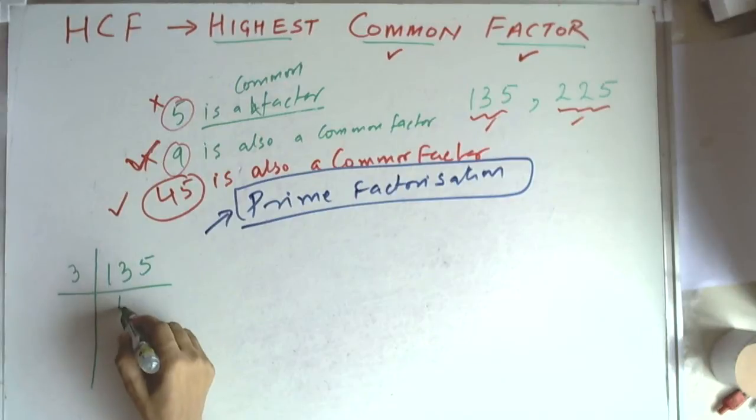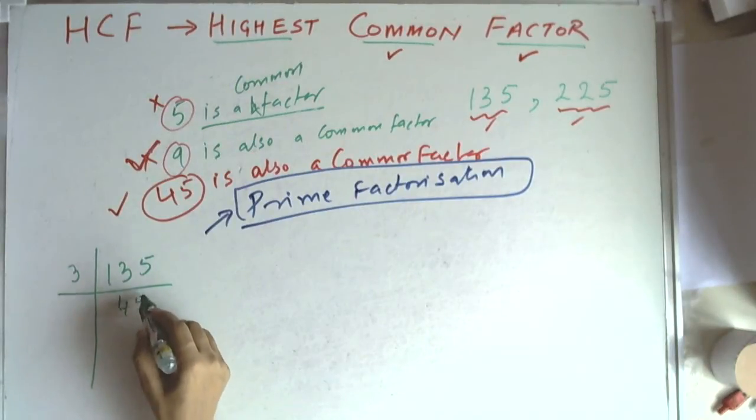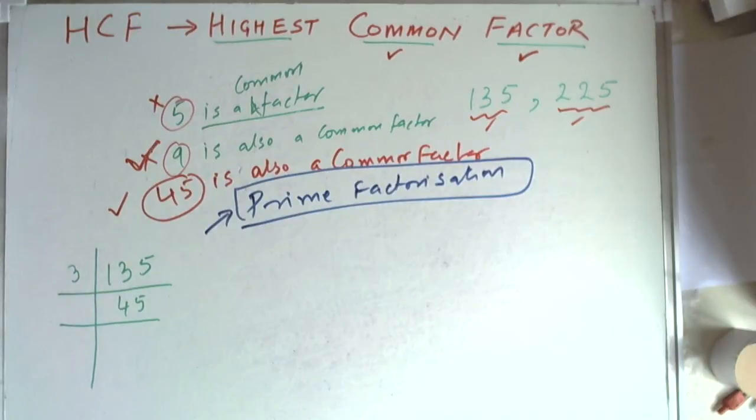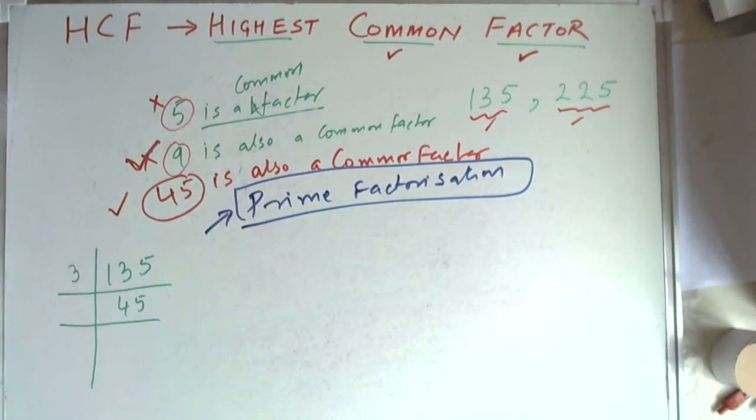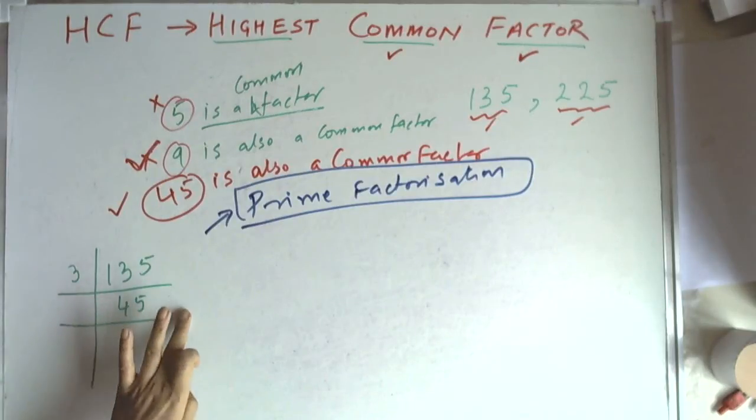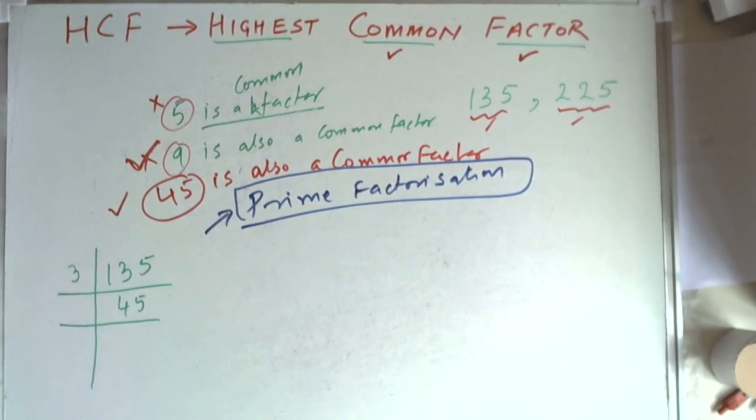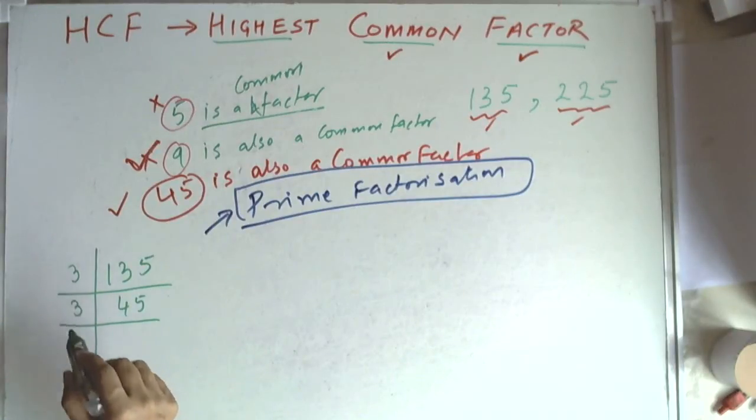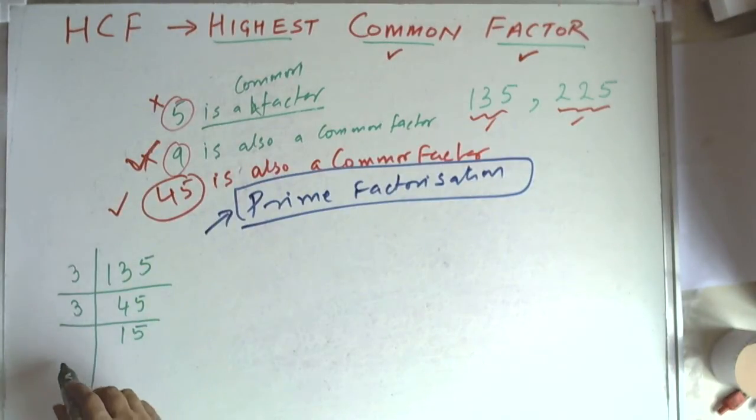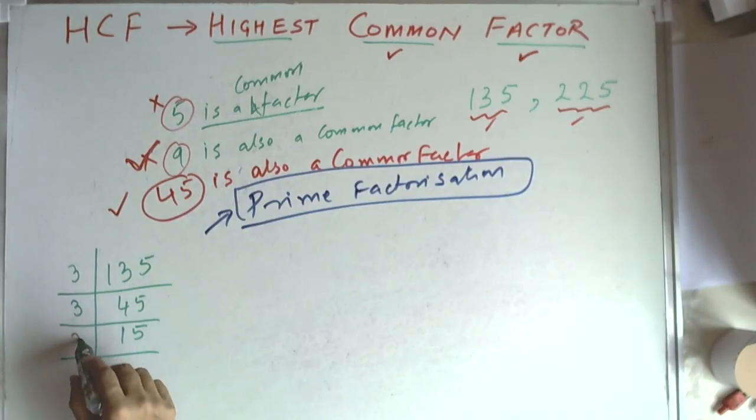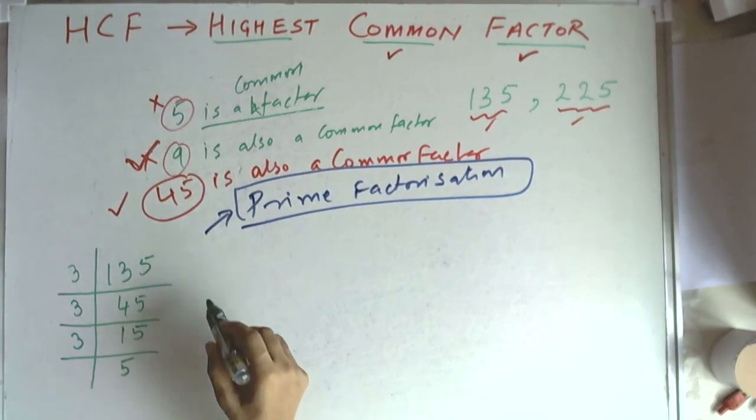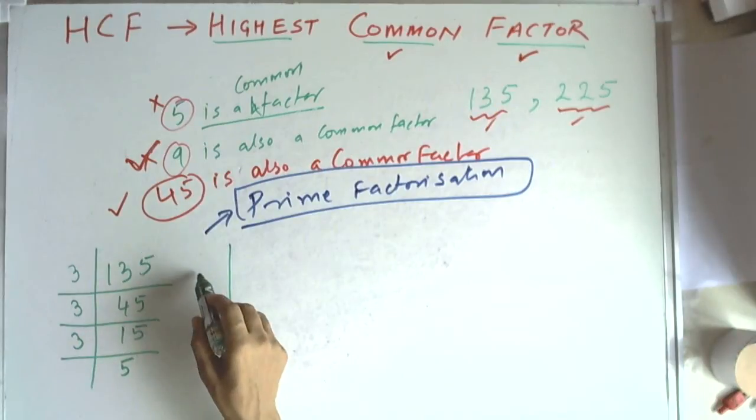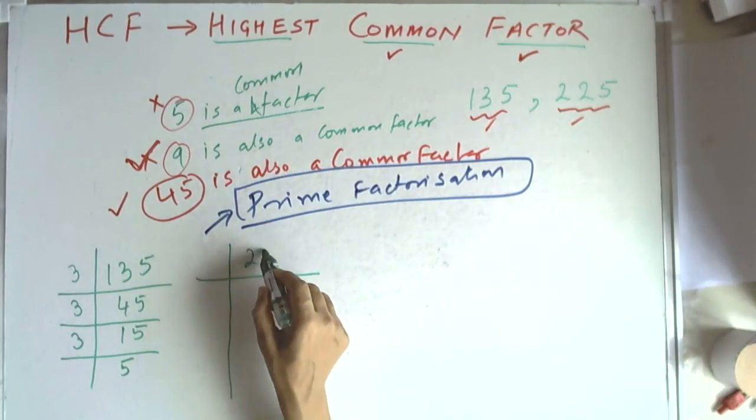So when we divide by 3, we get 45 here. Now 45, obviously if 135 cannot divide by 2, this will also not get divided by 2. So our first attempt should be 3. Again 5 plus 4 is 9, so it will get divided by 3. So we get 15 here. And then 15 again gets divided by 3, and then we get 5 here, like this. Similarly, we do the same thing for 225.